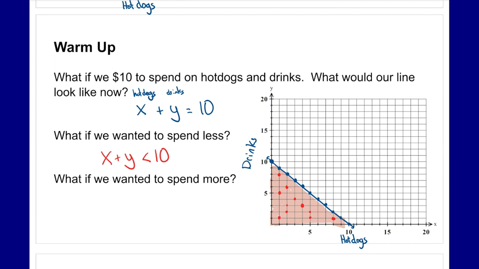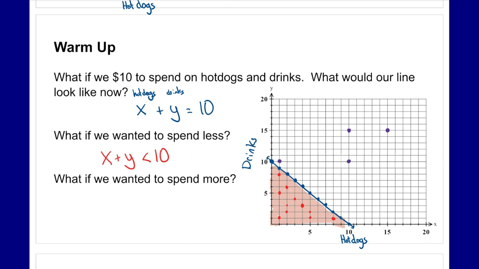Now, what if we wanted to spend more? Well, let's think of points that would give us more than $10 spent. So it could be 1 hot dog and 10 drinks, because that would work out to $11. It could be 15 hot dogs and 15 drinks. It could be 10 hot dogs and 15 drinks. It could be 10 hot dogs and 10 drinks, because that would be $20.